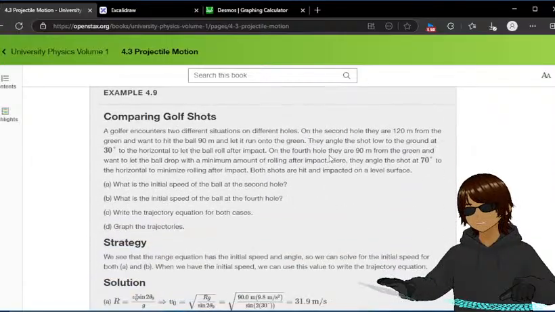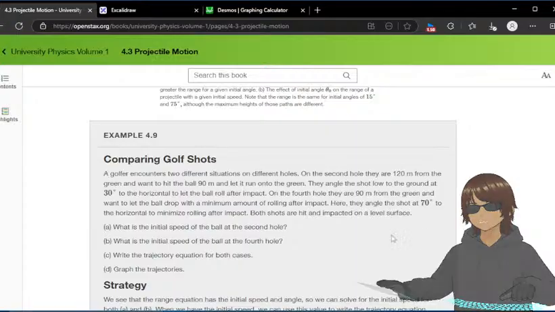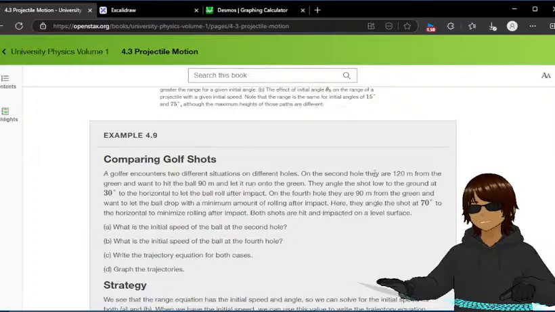Should I do one exercise? A golfer encounters two different situations on different holes. On the second hole, they are 120 meters from the green and want to hit the ball 90 meters and let it run onto the green. They angle the shot low to the ground at 30 degrees to the horizontal to let the ball roll after impact. On the fourth hole, they are 90 meters from the green and want to let the ball drop with a minimum amount of rolling after impact. Here, they angle the shot at 70 degrees to the horizontal to minimize rolling after impact. Both shots are hit and impacted on a level surface.